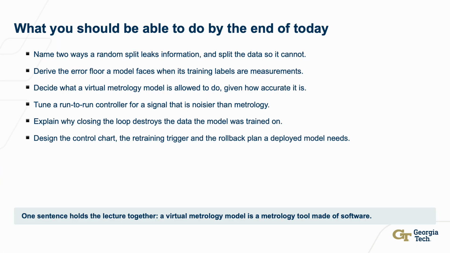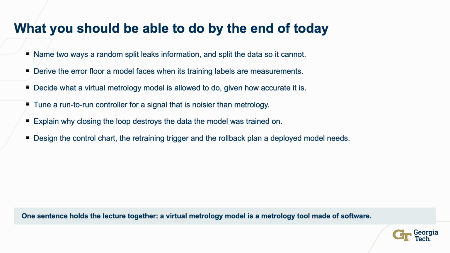Six things by the end of today. Name 2 ways a random split leaks information and split the data so it cannot. That is the first segment and it is the most important thing in the 2 lectures. Derive the error floor a model faces when its own training labels are measurements. It is a direct application of the Gauge R&R equation from the SPC lecture 3.